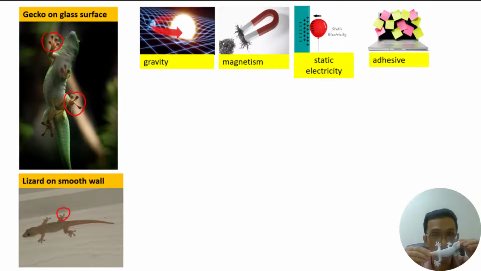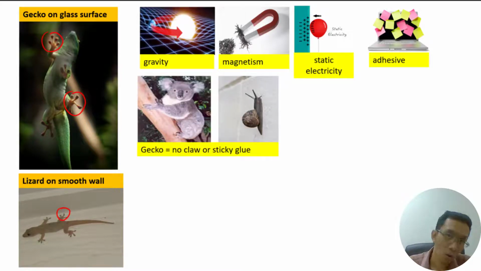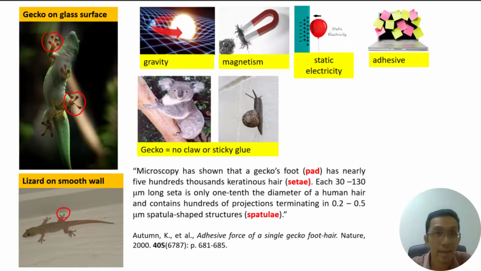But this gecko does not use any grip of claw like this koala climbing a tree, or extrude any wet sticky glue like this nail attached to the wall. Their feet here are just dry, and if you look with the naked eye, it's simply a smooth surface. When scientists studied the gecko, they found the secret.